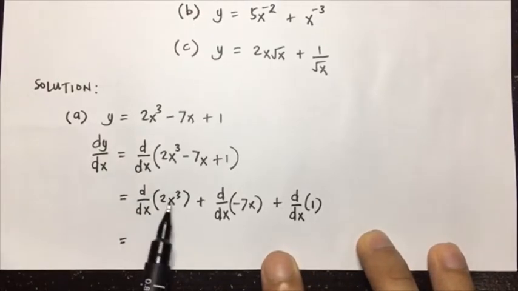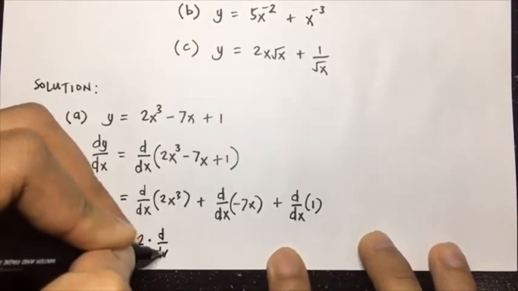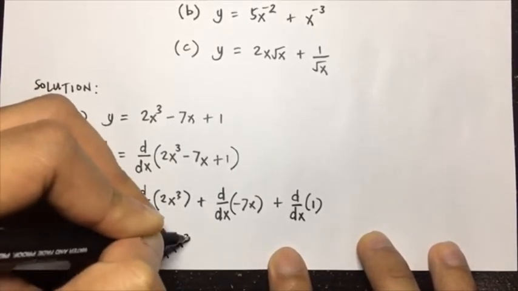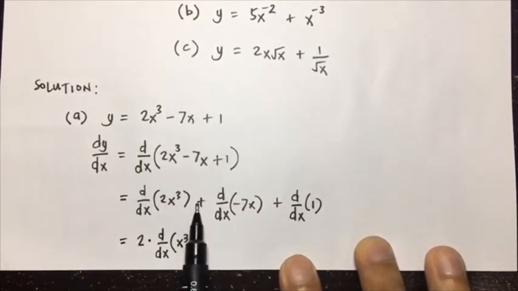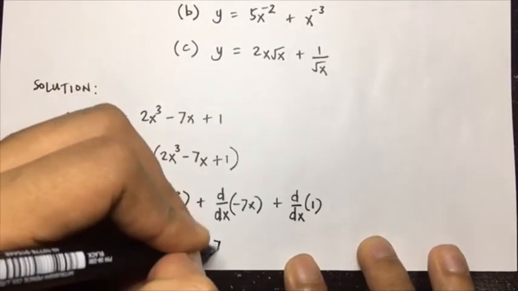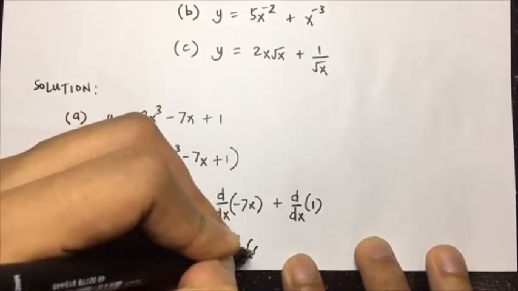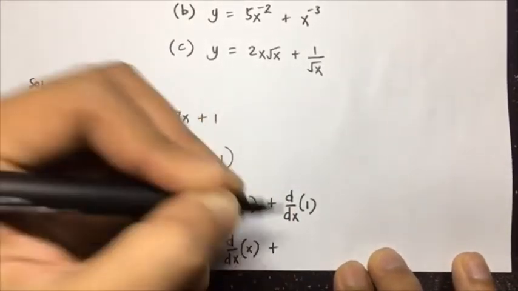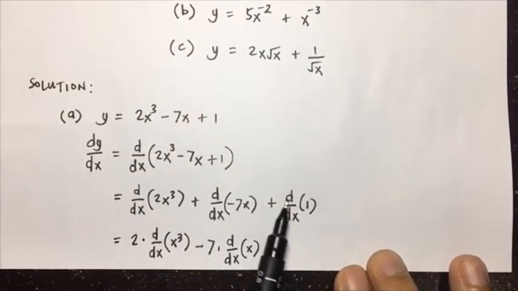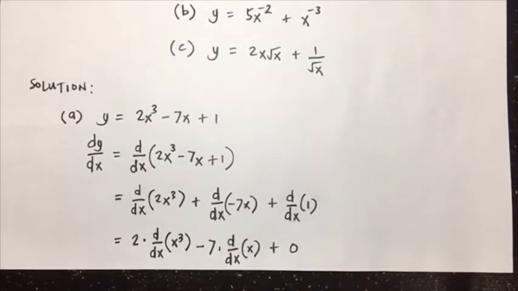Copying the constant outside, so we have 2 here. So 2 times derivative with respect to x of x cubed. And then we have negative 7, so taking that out, positive times negative, that's negative 7 times derivative with respect to x of x. Plus, here we can already see that we have a derivative of a constant. So derivative of a constant is 0.